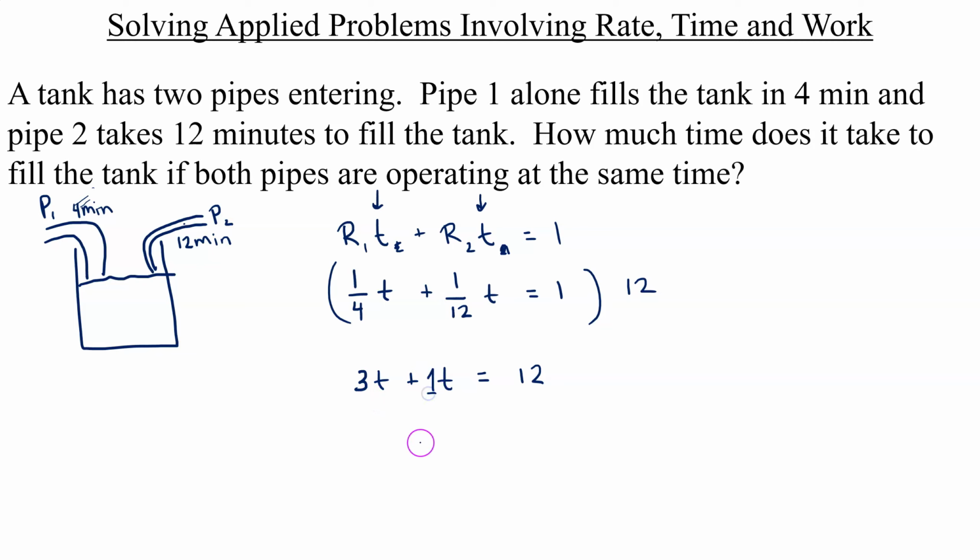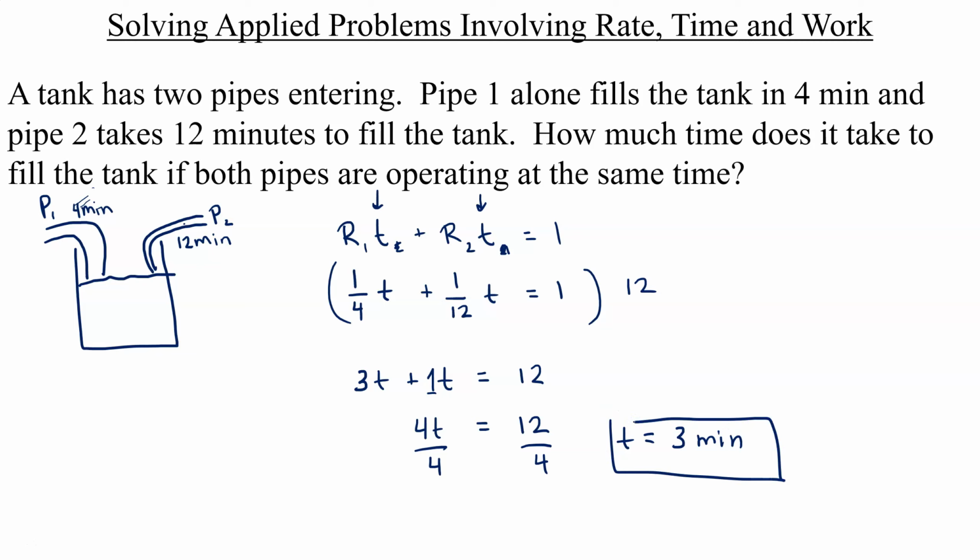3t plus 1t is 4t, and that equals 12. Final step, we're going to divide by 4. And t equals 3 minutes. So when these 2 pipes are working together, it's going to take 3 minutes for them to fill the tank.